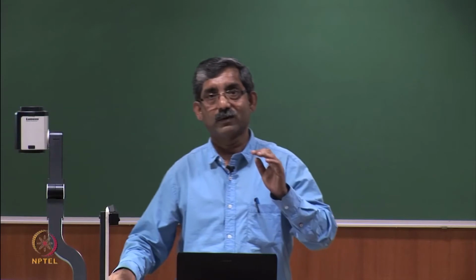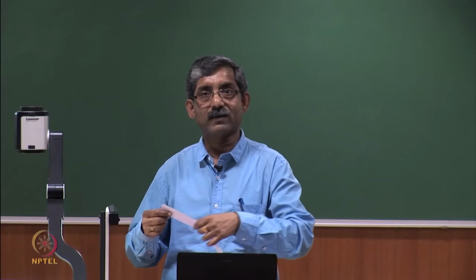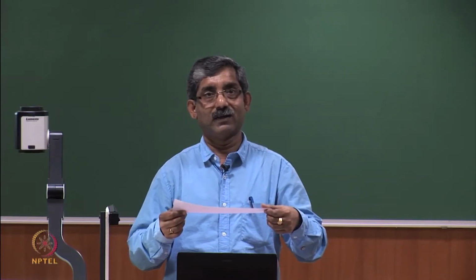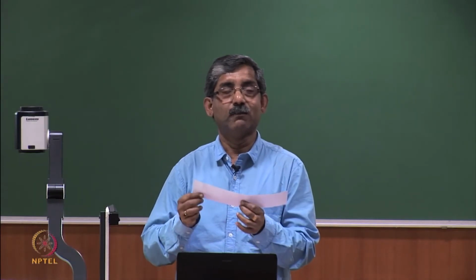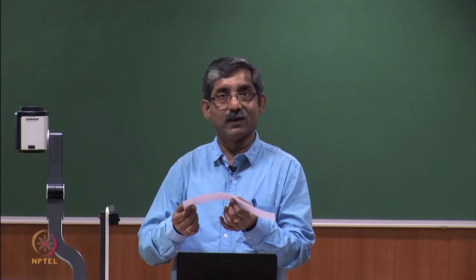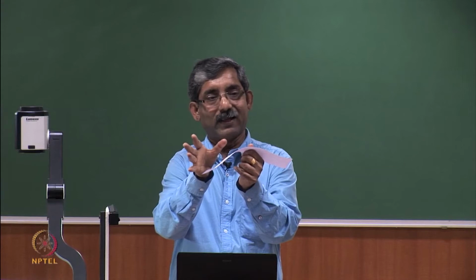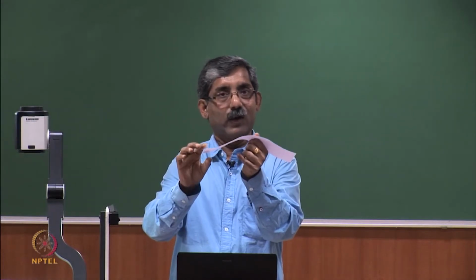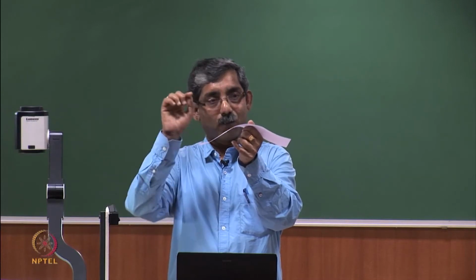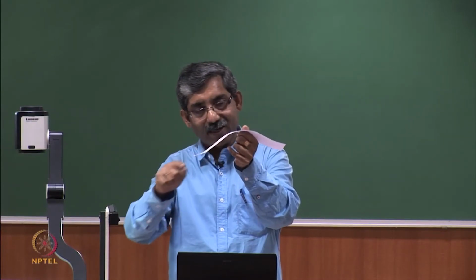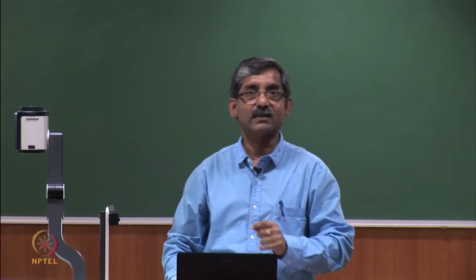So, that means suppose this is the fabric of mass 200 gram per square meter and it has a flexural rigidity of 245 micronewton meter. Now, the question is what will be the overhanging length we have to calculate when this tip will reach a point which is 10 degrees below the horizontal. So, that is the question.